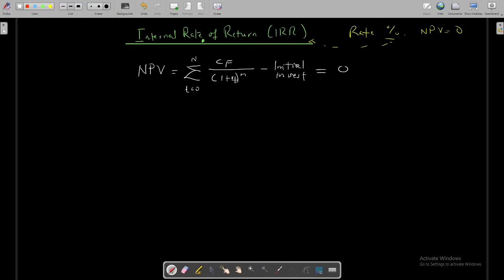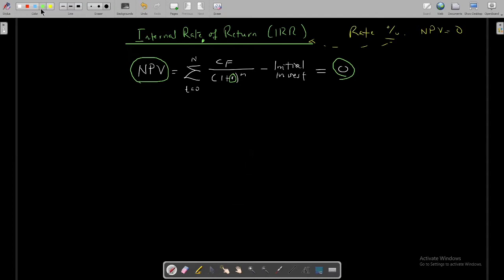So when we look at the particular rate to be used here, the entire NPV of the project should give us 0. So that is the internal rate of return. But how do we find the internal rate of return?